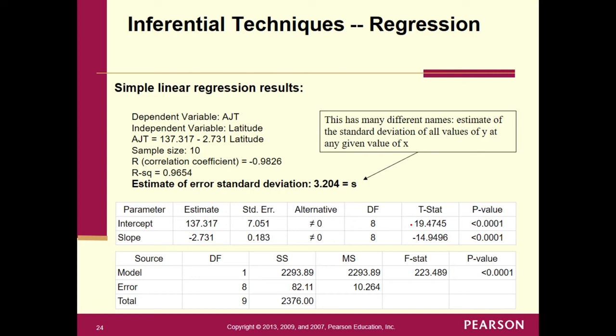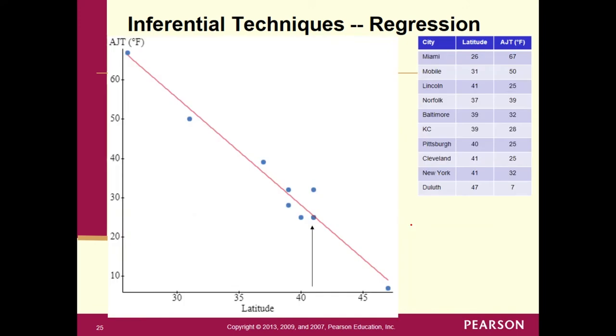So it's an estimate of what? Standard deviation. What does standard deviation do? It measures variation. So it's an estimate of variation somehow of all the values of y at any given x. It's great just to say it, but what exactly does that mean?